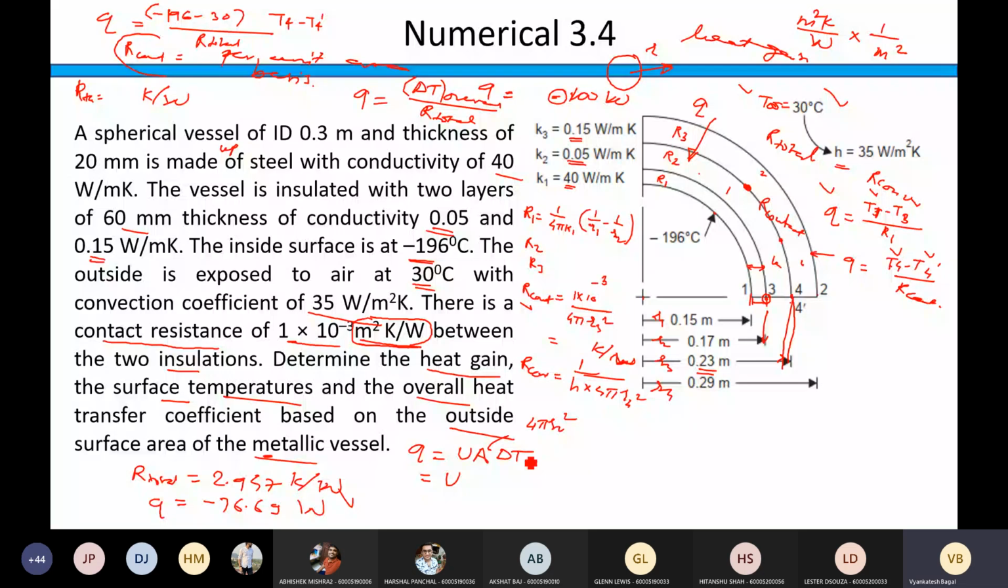You can cross check all the temperatures, surface temperature, interface temperatures, and the overall heat transfer coefficient. Your Q value is already correct, 76.6. You are getting 76.6, and that's fine. So solve it quickly and tell me whether your temperatures are matching with the answer which is given on the screen.